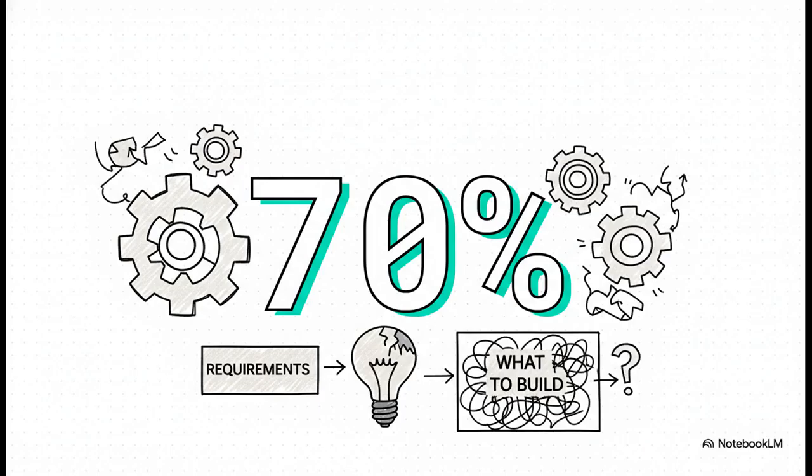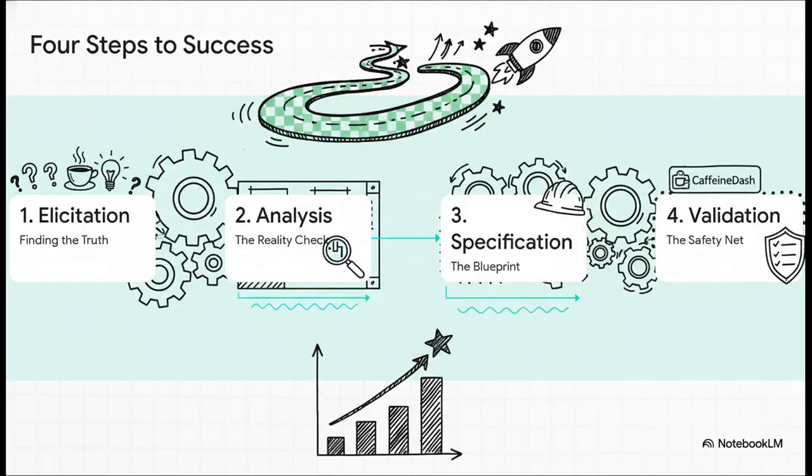I mean, look at this number. A crazy 70% of projects just fail. And the real kicker? The root cause isn't some deep, complex bug in the code. It's a bug in the idea itself. It all boils down to terrible requirements. Basically, not really knowing what you're supposed to build in the first place. But hey, don't worry.